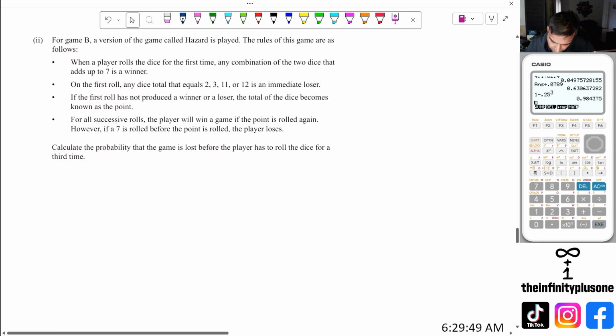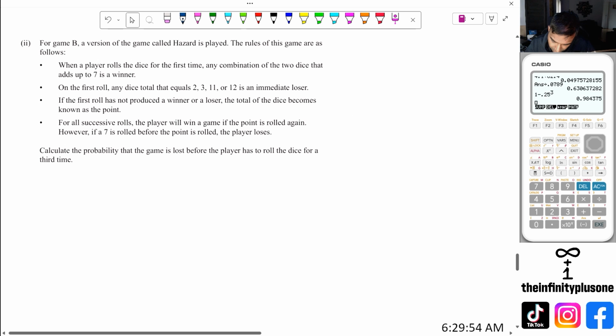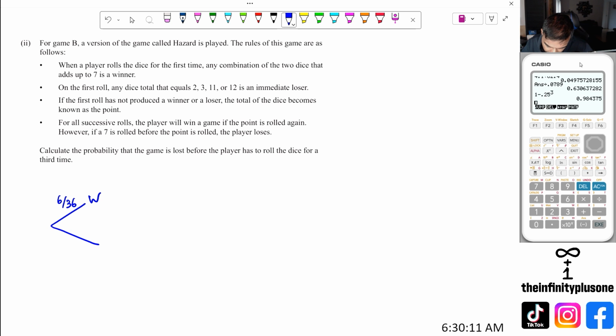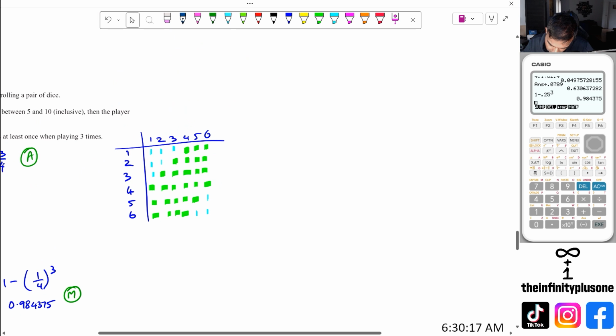Next one. Okay, I'm going to try and draw this as a tree diagram, but I'm also going to use the previous table there. So when a player rolls the first time, any combination of 2 dice that adds up to 7 is a winner. So to get a winner, that's going to be 6 out of 36, because there's 6 combinations of 7. Then any total that equals 2, 3, 11, or 12 is an immediate loser.